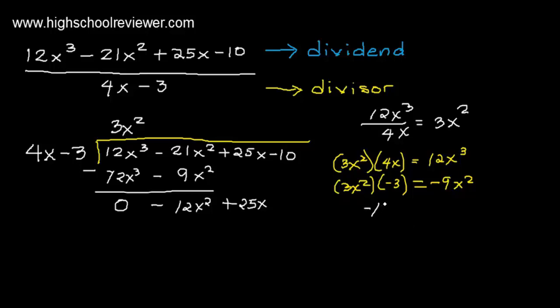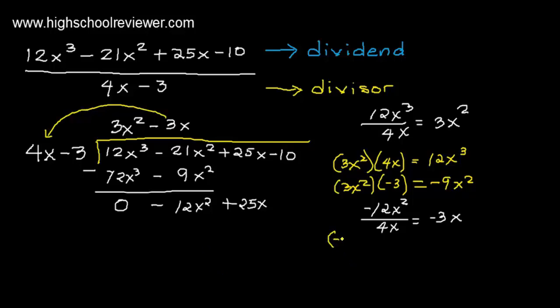So negative 12x squared divided by 4x, we will have here negative 3. X squared divided by x will be x. So this will be negative 3x, and then we will multiply negative 3x to 4x minus 3.